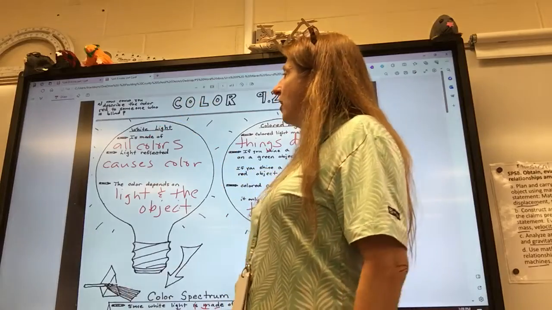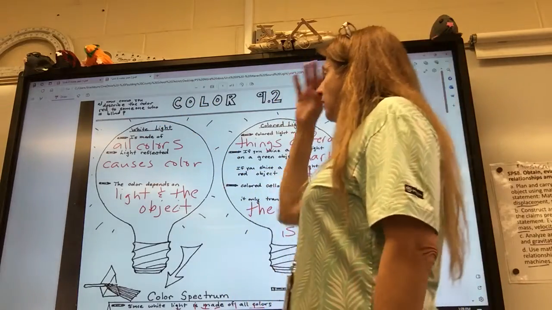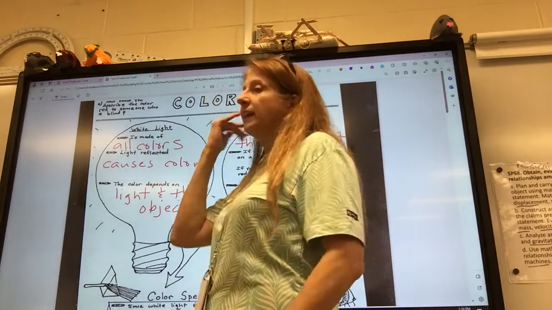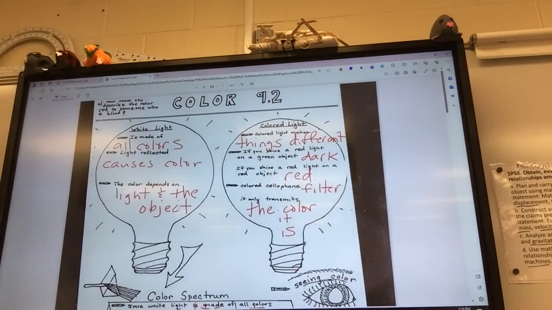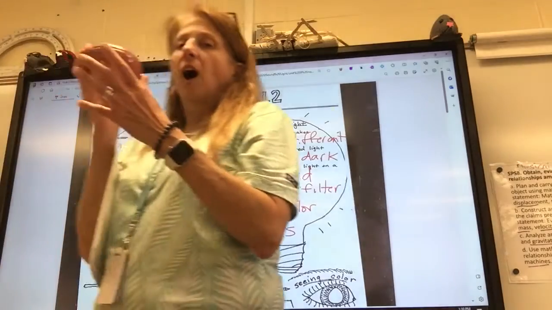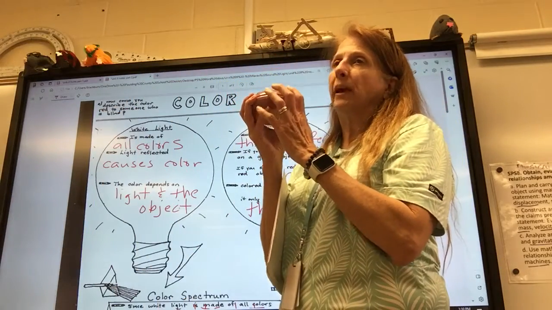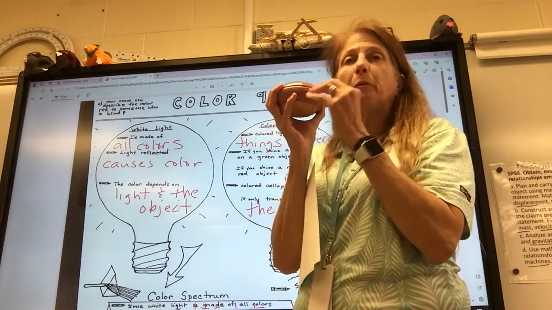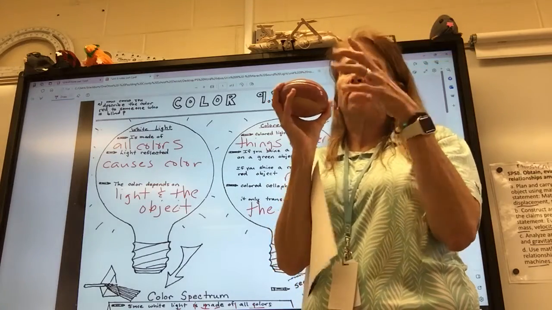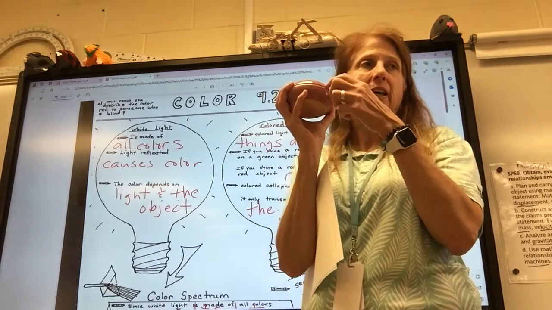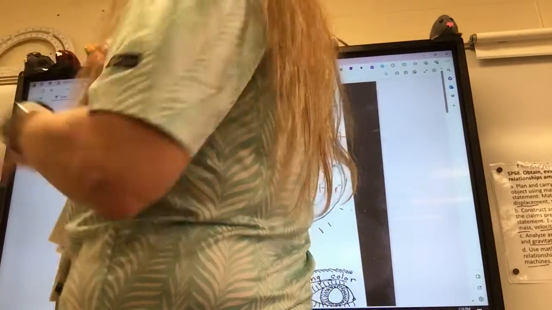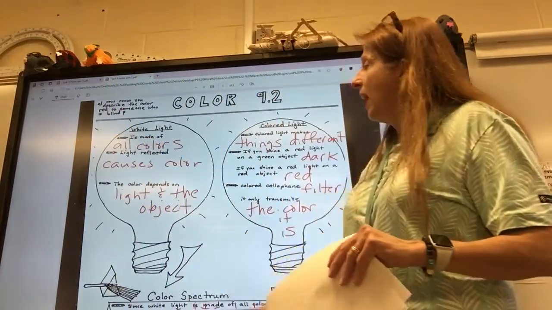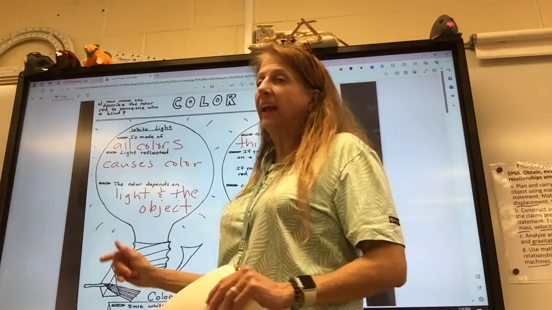White light is made of all colors mixed together. Light reflected is what causes color. So like, where did I put it? Here I have this little pink dish. All the colors of light are being absorbed except pink, and pink is being reflected so you see the pink. So that's where color comes from. It's what is reflected. Light reflected causes color, and the color depends on the light and the object.